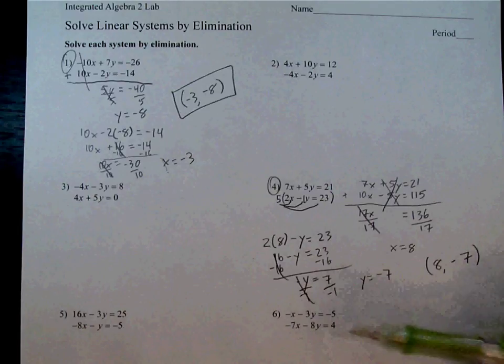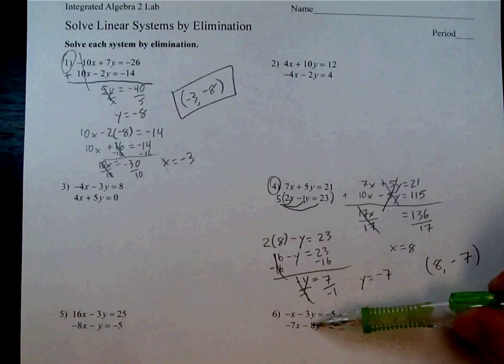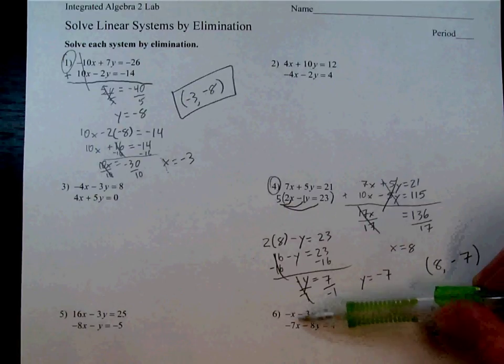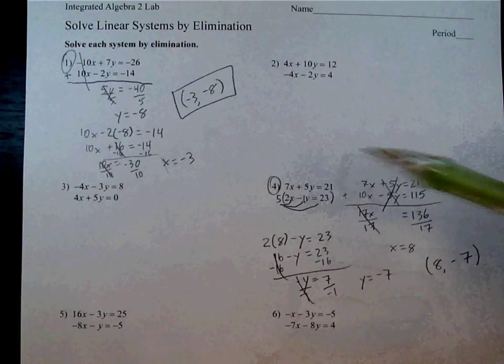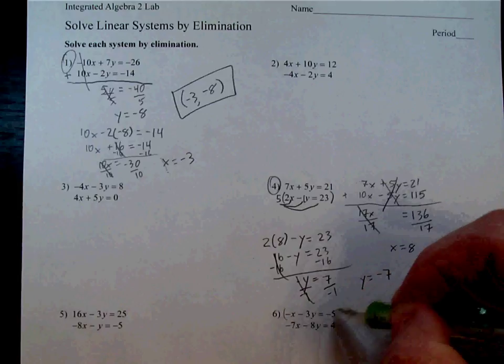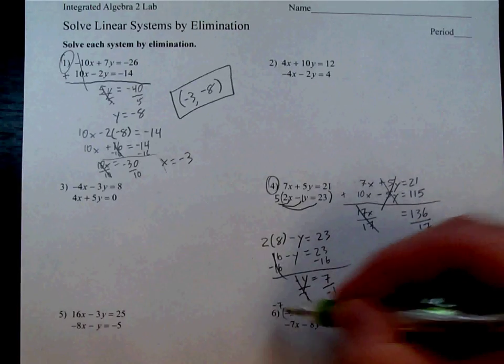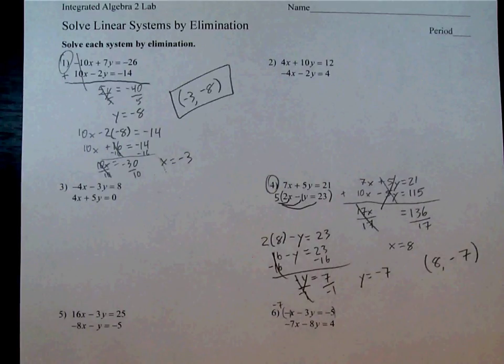And number 6, if I look at the y's, a 3 and an 8, those both go into 24. I don't really want a 24. Look at the x's. 1 and 7 both go into 7. I want a positive 7 and a negative 7. I already have a negative 7 here, so I'd like a positive 7 here. You can do that by multiplying by negative 7, because negative 7 times negative 1 makes it the positive 7 that we want. You just have to distribute that throughout.